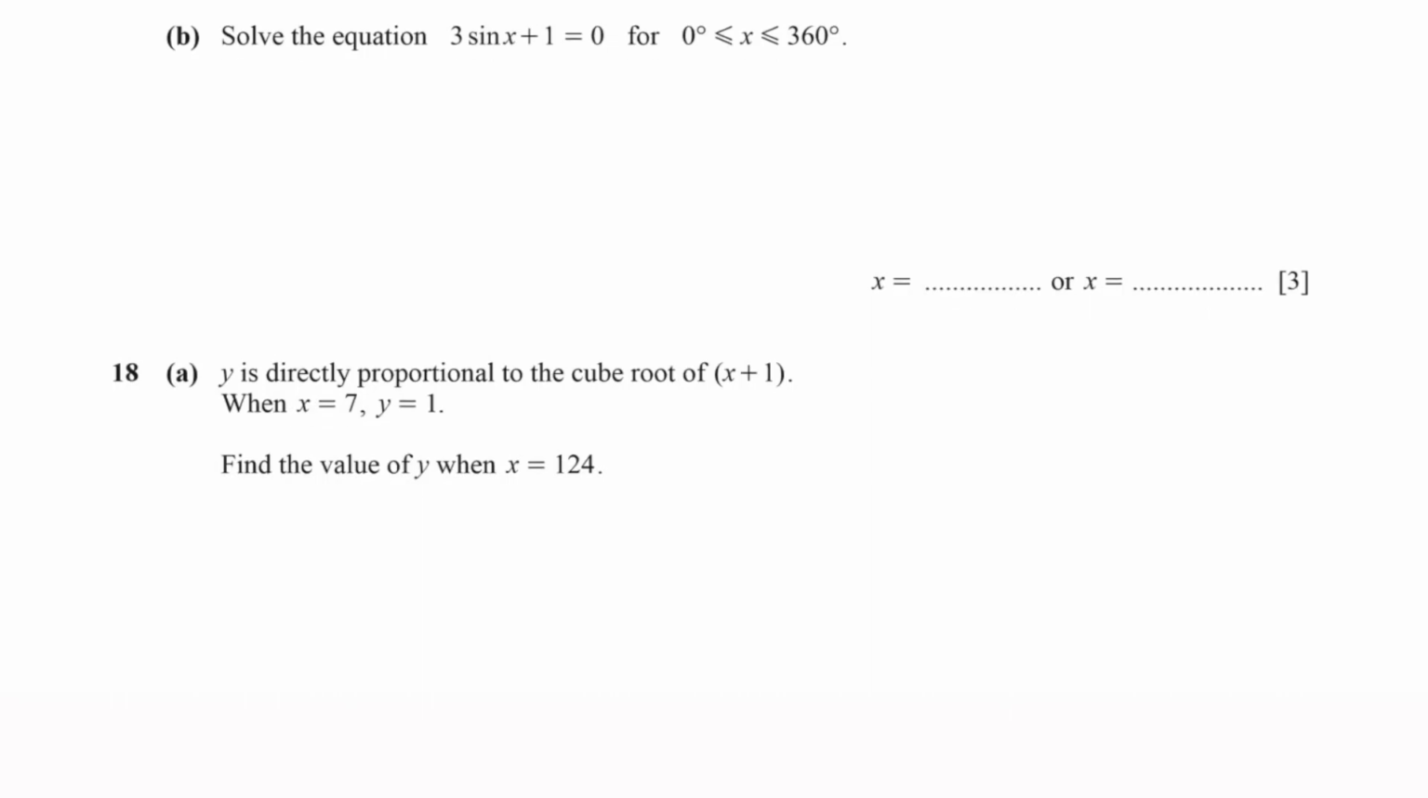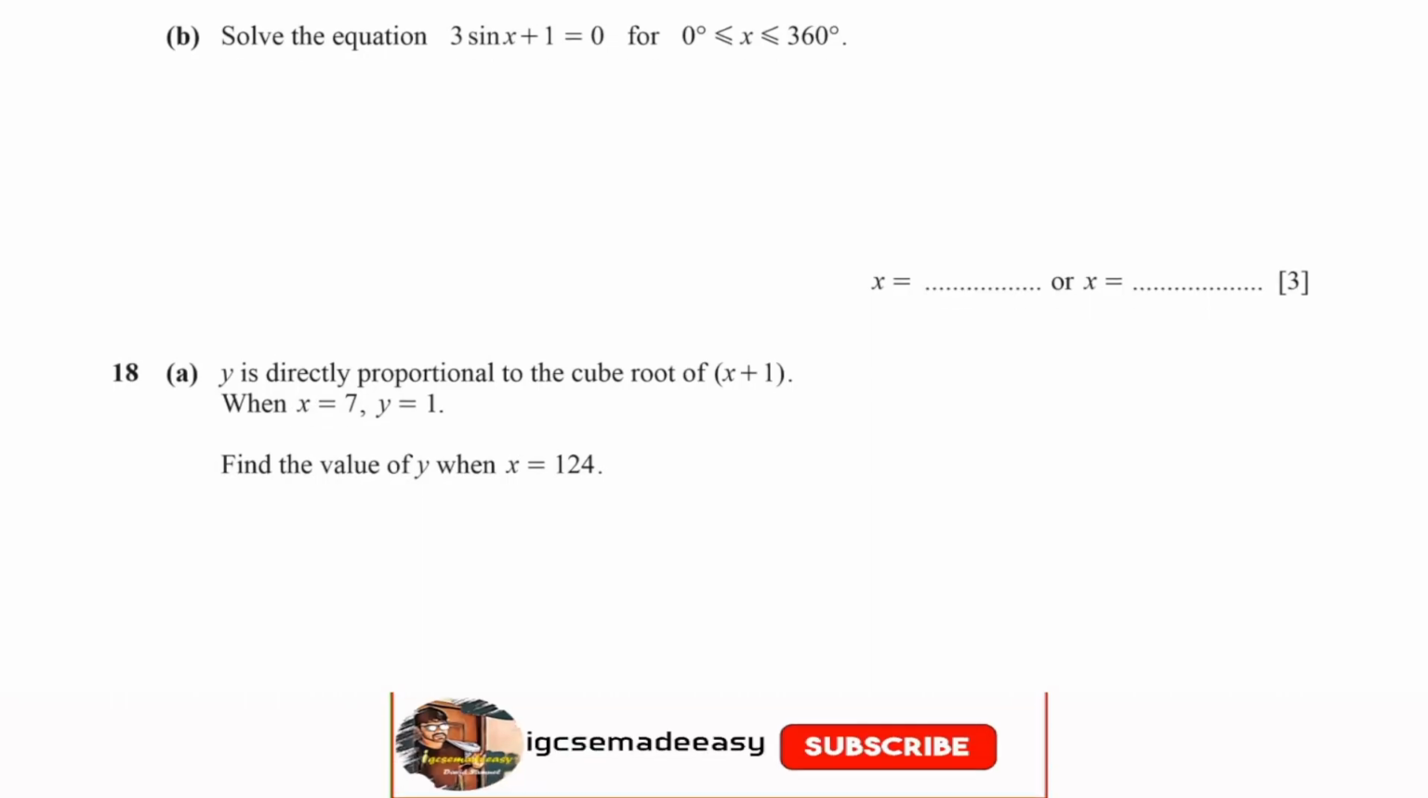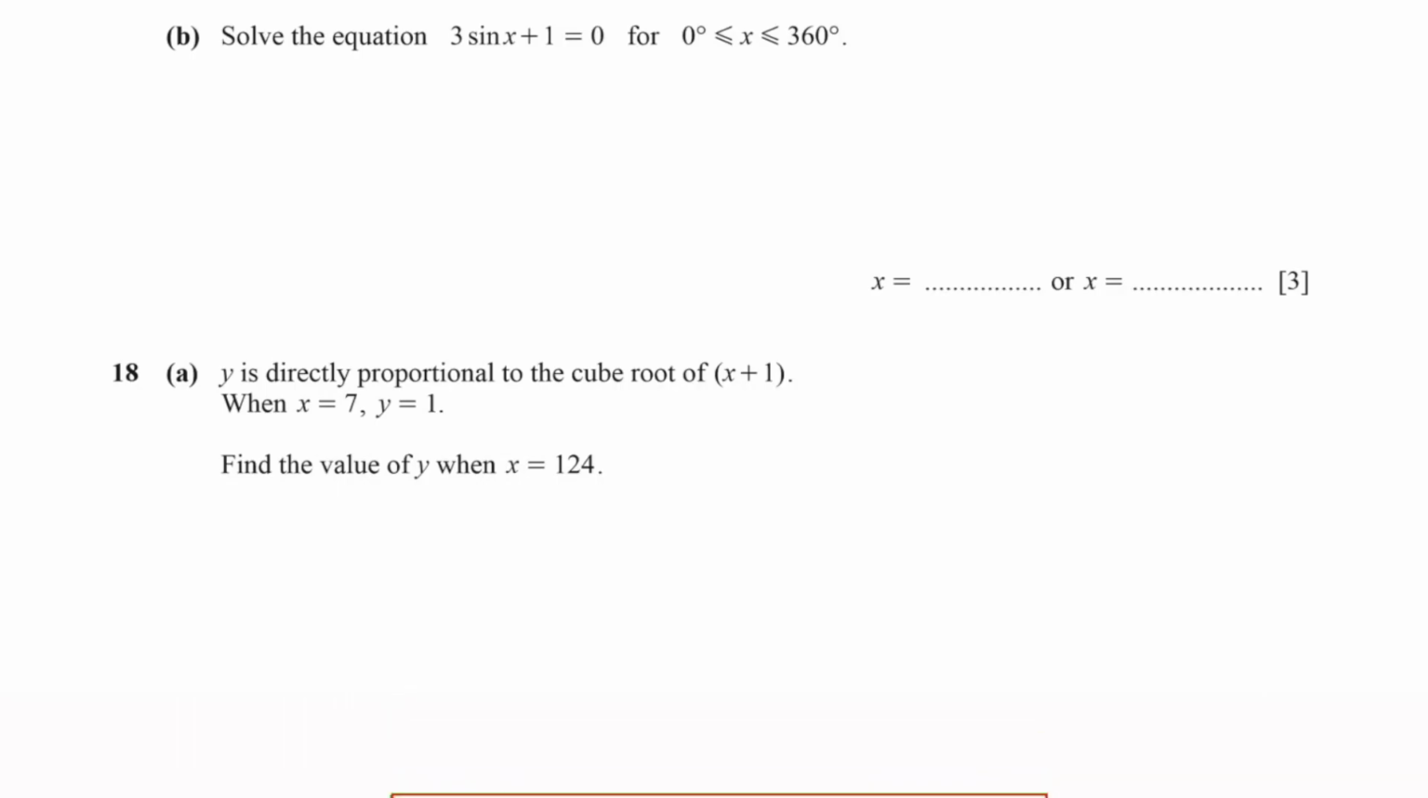Part B. Solve the equation 3 sine x plus 1 equals 0 for values of x between 0 and 360. This is a very simple question. Let's first solve it. 3 sine x plus 1 equals 0. If I take the 1 to the right-hand side, it becomes negative 1. Then we can write sine x equals minus 1 by 3, with the 3 coming down by cross multiplication. Then x equals sine inverse of minus 1 by 3, because the sine goes to the right as an inverse sign.